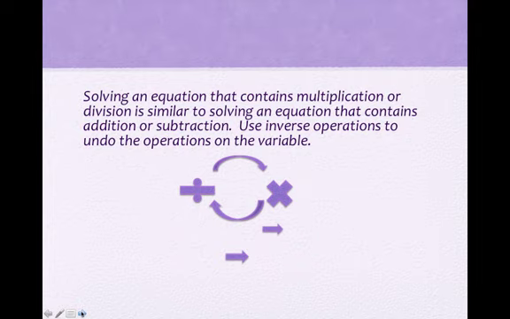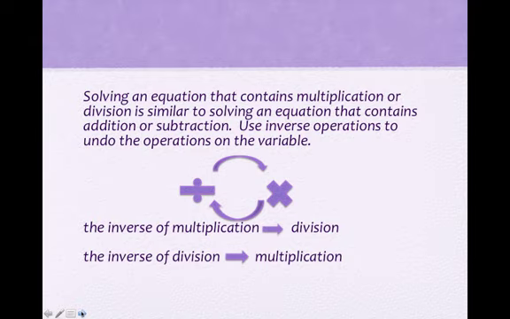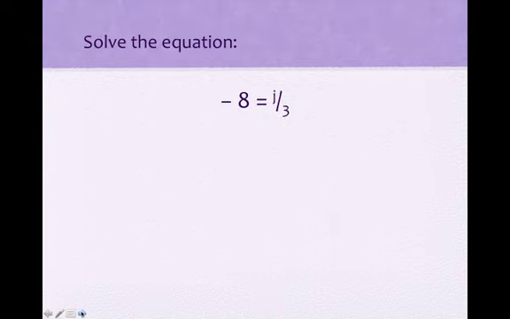Remember, we've already simplified because that was the first thing. So we simplified. Now we're working on that isolation piece. So we want to isolate by doing the inverse operation. And this time we're going to be doing multiplication and division. Inverse of multiplication is division, and the inverse of division is multiplication. All right, so let's try one. Let's jump right in here and see how this works.